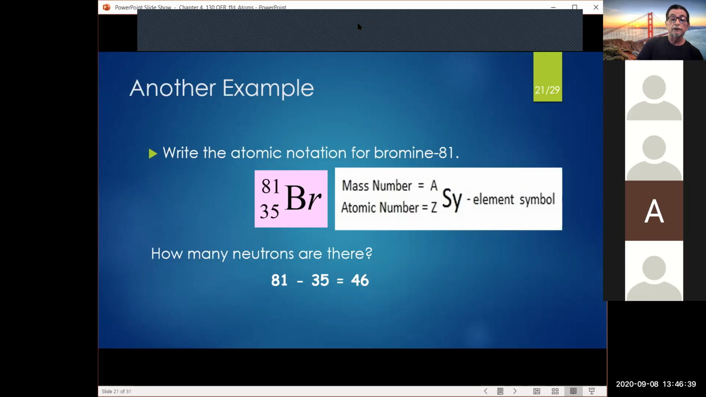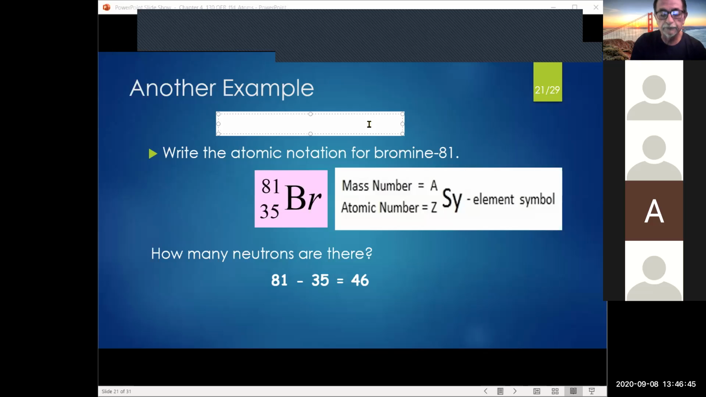Let me introduce something here real quick. You have bromine hyphen 80. Now, if you go to the periodic table and you look at the atomic weight, you'll see it to be 79.90. If you round that up to the nearest whole number, that is bromine 80. Now, with that bit of information, that bromine 80, and over here you've got bromine 81, what do you think the difference is between the two?